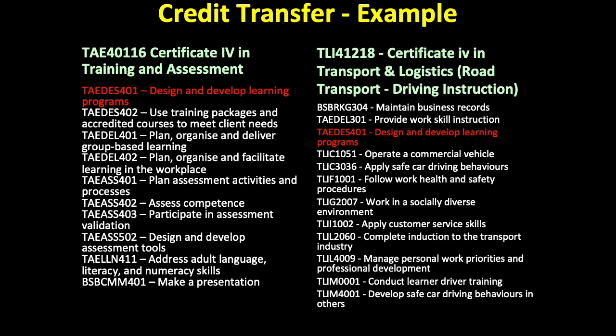Now here's an example of how credit transfer would work. If someone came to me at Watto Training in my RTO with Certificate 4 in Training and Assessment, which is the course code TAE40116, they may have commonly completed the units of competency shown on the left. Now there's 10 units there in total. Now at the top of those units we see TAE DES 401, Design and Develop Learning Programs.